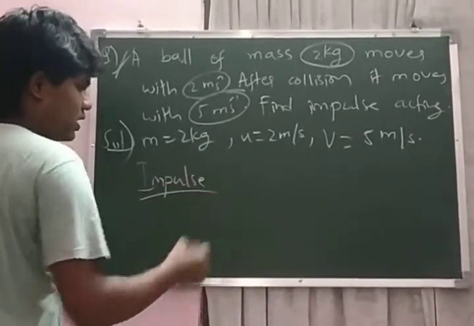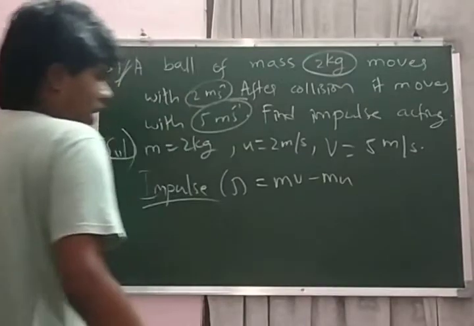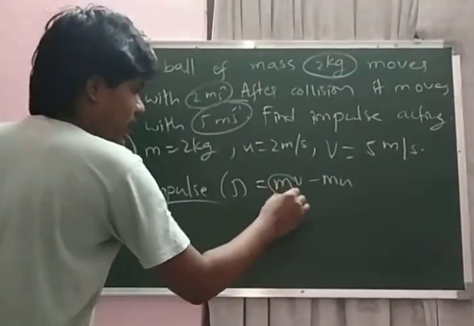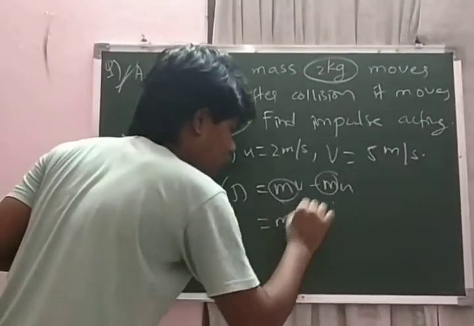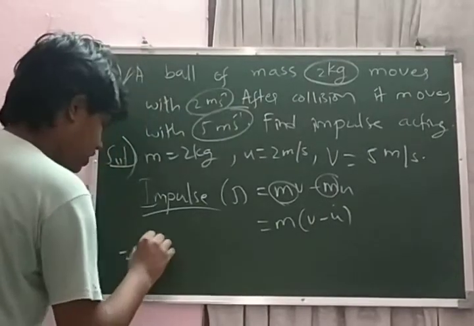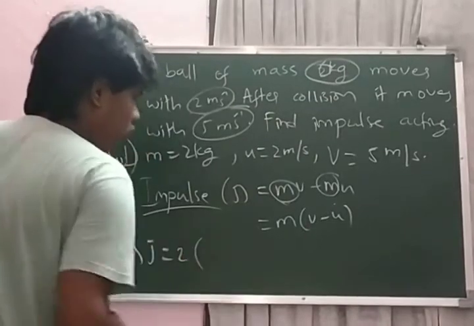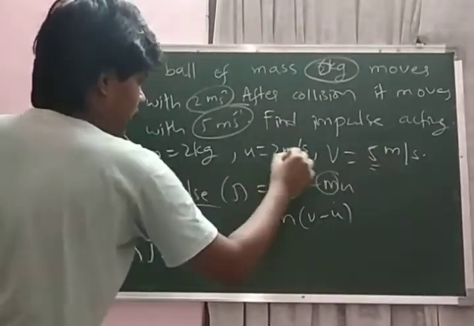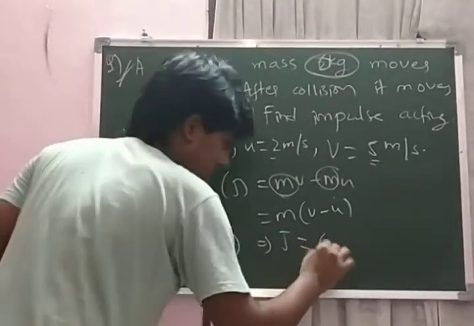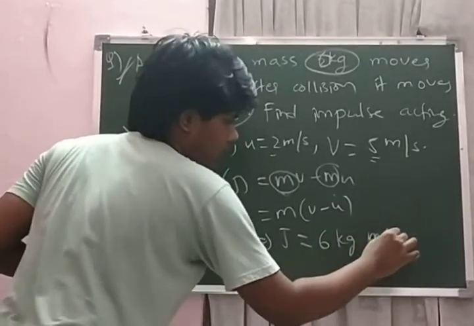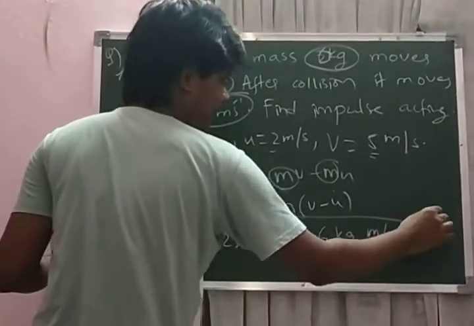Generally, impulse is represented by the letter J is equal to mv minus mu. Whenever in the question they say the mass of the object is changed, we will consider like this. But here the mass is not changed. So m into v minus u. So J is equal to m, mass is given as 2, 2 into v minus u, 5 minus 2. So J is equal to 6 kg meter per second. So this is the impulse acting on this body.